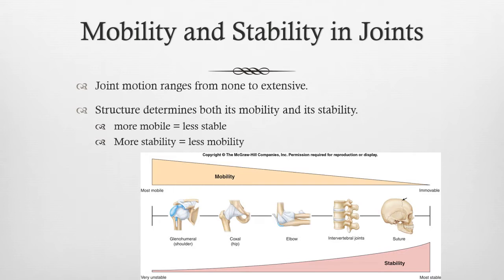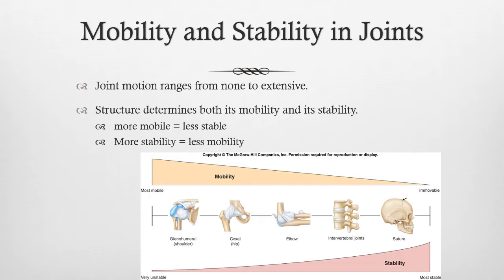So one of the things that we have to keep in mind when it comes to bones is that not every joint that we have has the same ability to move around. And so with movement comes a lack of stability. With a lack of movement comes greater stability.